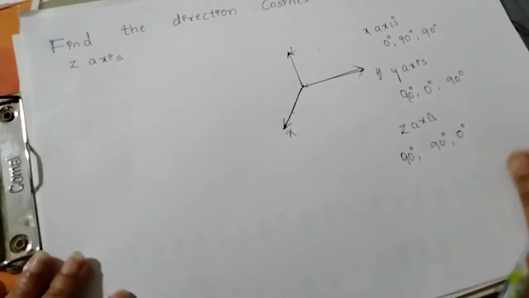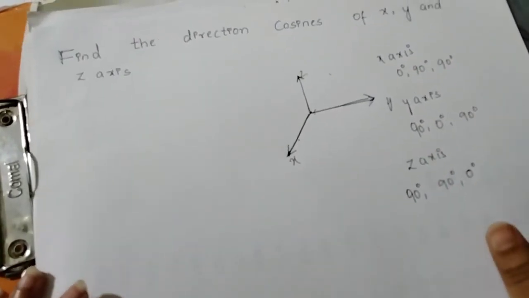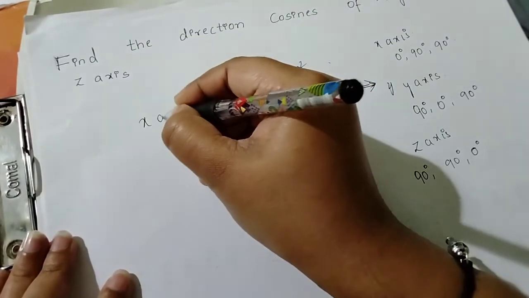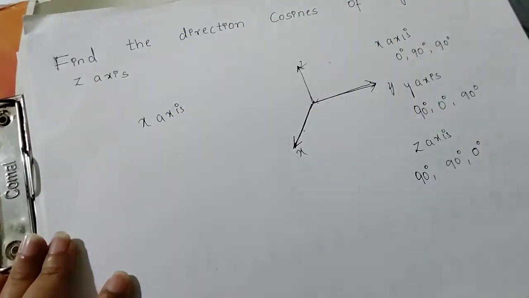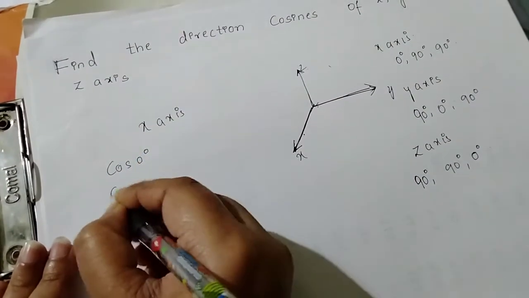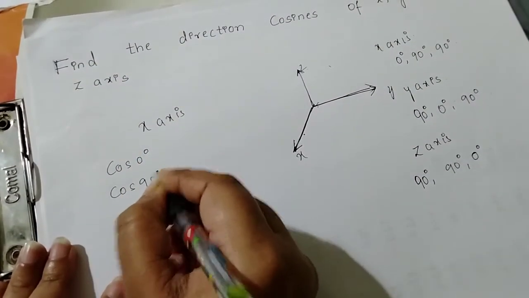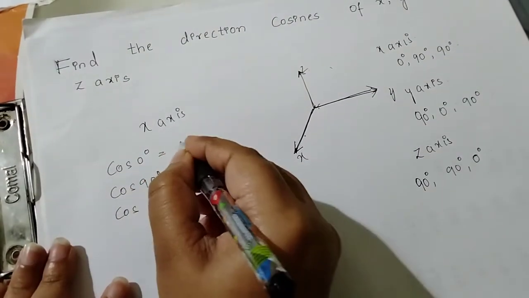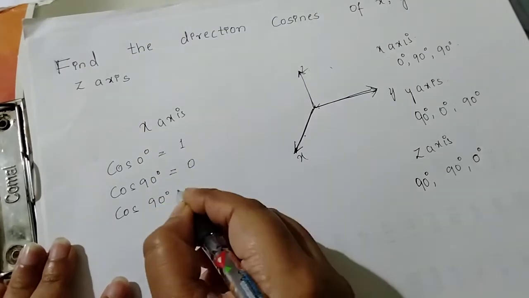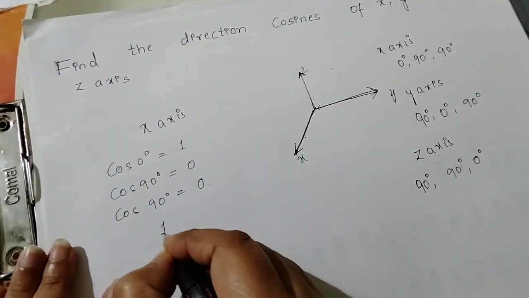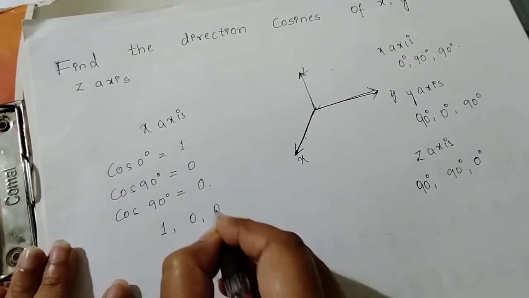So if I want the direction cosines, what I have to do is take the cosine of this angle. So with respect to the x axis, it becomes cos 0 degrees, cos 90 degrees and cos 90 degrees. Okay, so cos 0 is 1, cos 90 is 0, cos 90 is 0. So the direction cosines are 1, 0, 0.